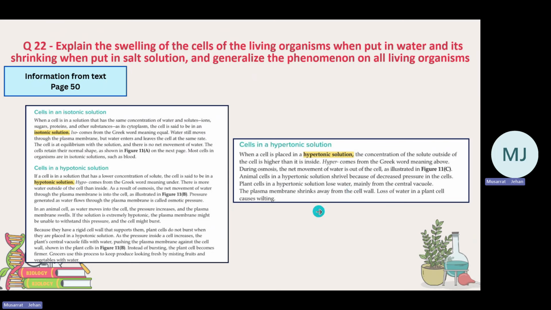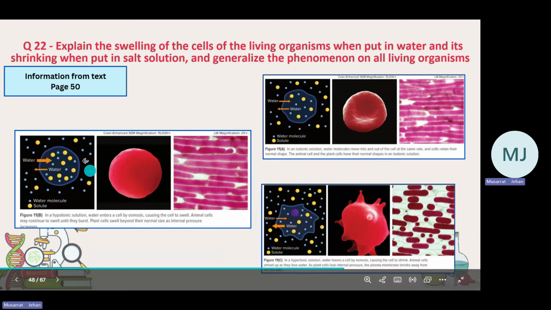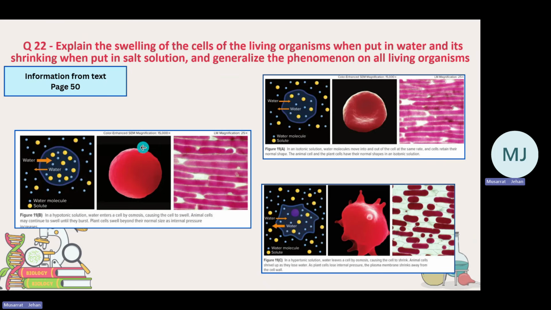They will shrivel. They'll shrink away from the cell wall. Loss of water in a plant cell causes wilting. So in plant cells, it is called wilting. Go through this information, very important. Here you can see the figures. Sometimes they give you this figure and ask you a question, so please see that you know the three figures.